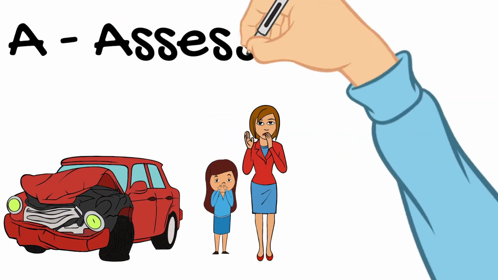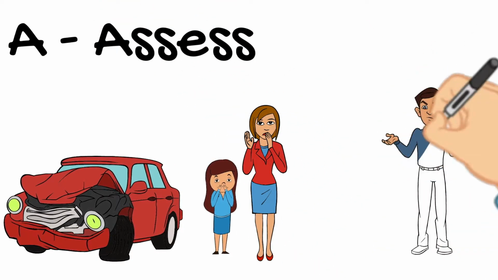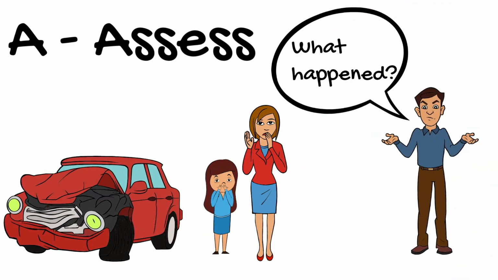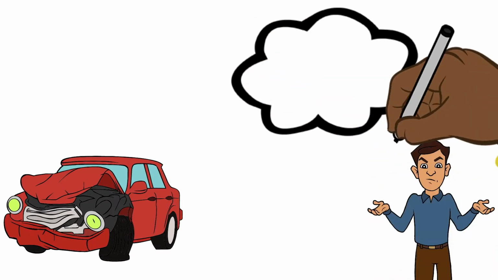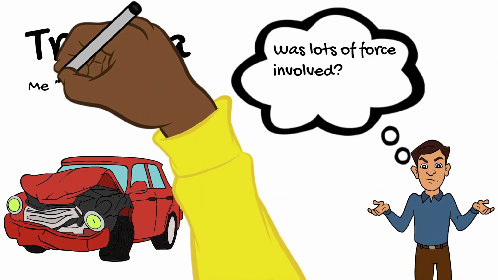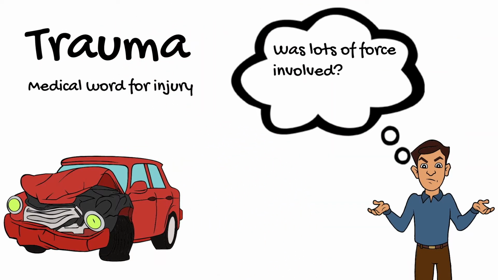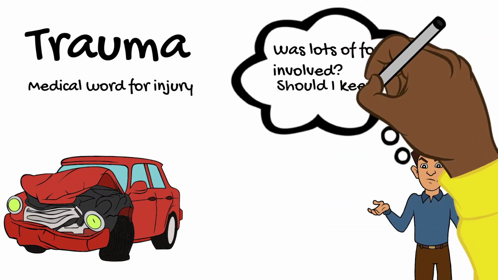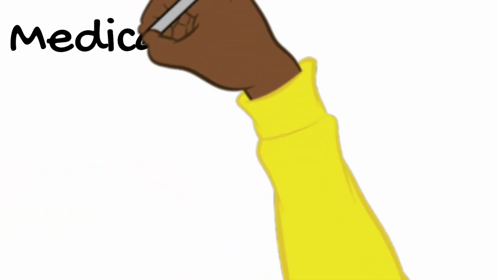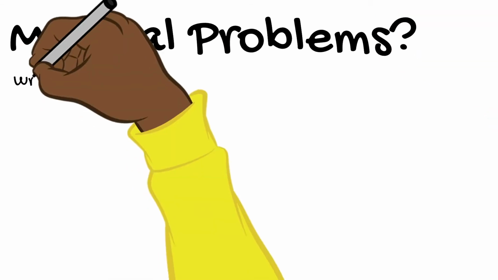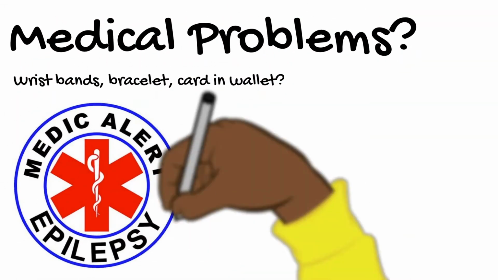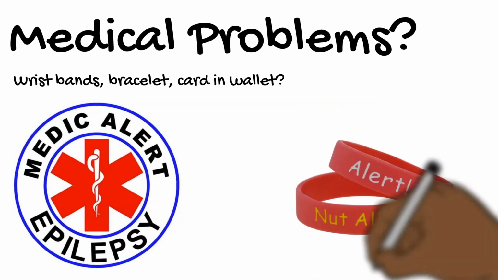A. Assess. Assess the situation. Question the casualty and/or bystanders at the scene. What happened? Was lots of force involved? If there are injuries caused by force, this is known as trauma. So, keep the patient still until you have assessed any injuries that might be made worse by them moving. Does the patient have a medical alert bracelet, wristband, etc. that may alert you to a relevant pre-existing medical condition?